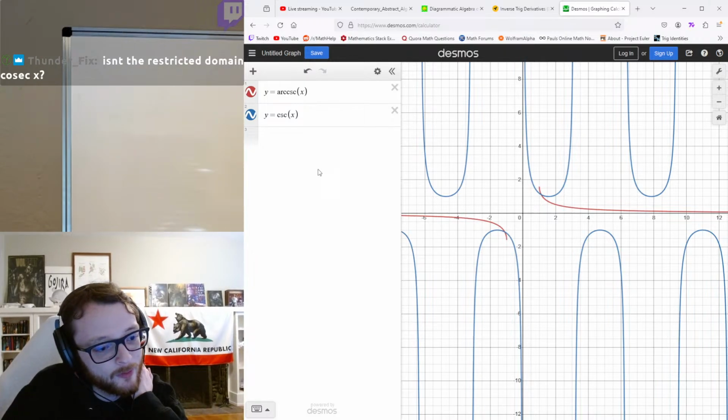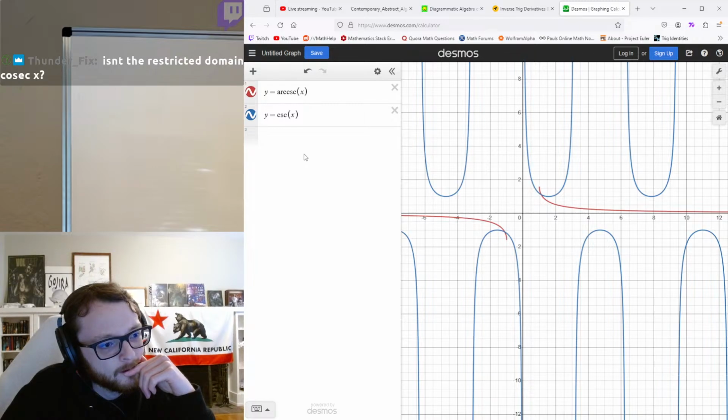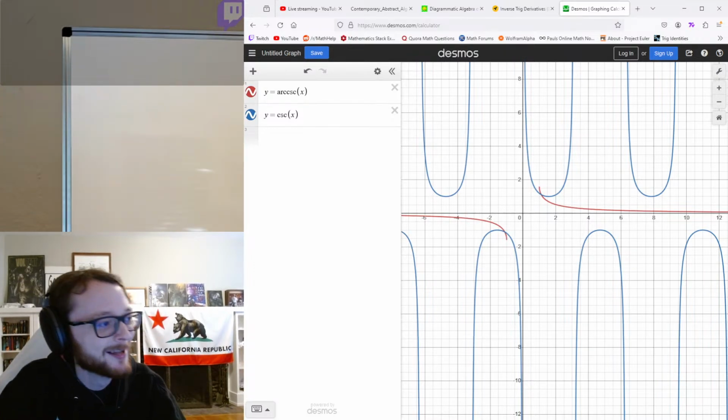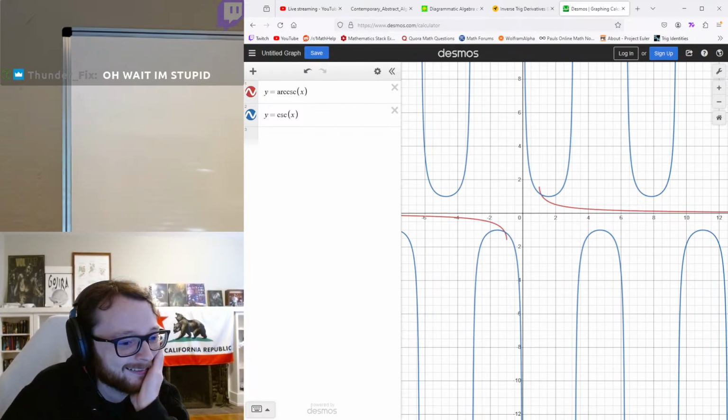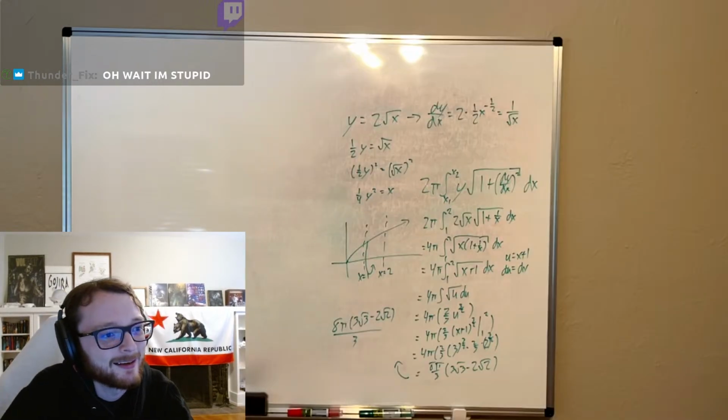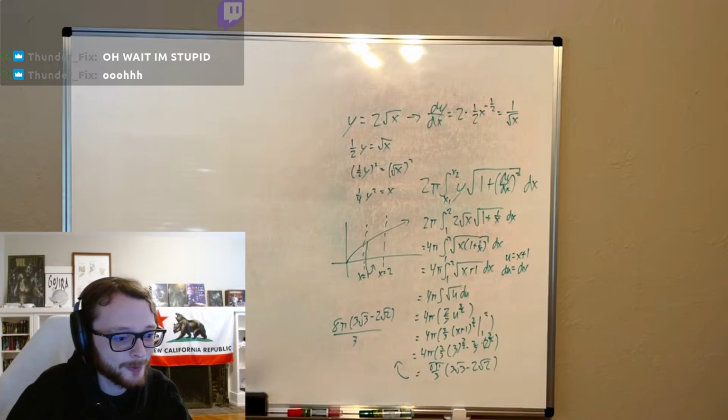Isn't the restricted domain cosecant x? Well, so your next problem was x equals cosecant 5y, finding the derivative. I assume the point of the problem was to find the derivative of arc cosecant. Oh, okay. No, Thunder here, not. So that same trick with the derivatives works.